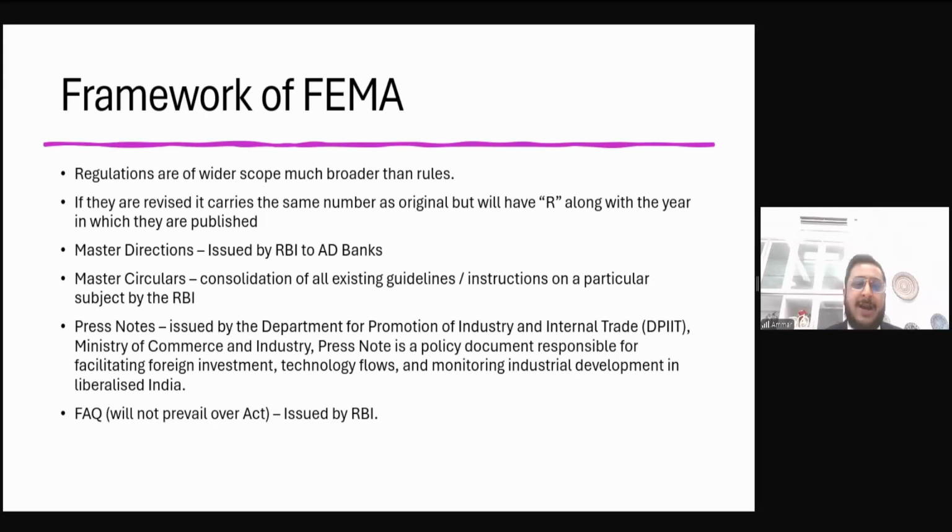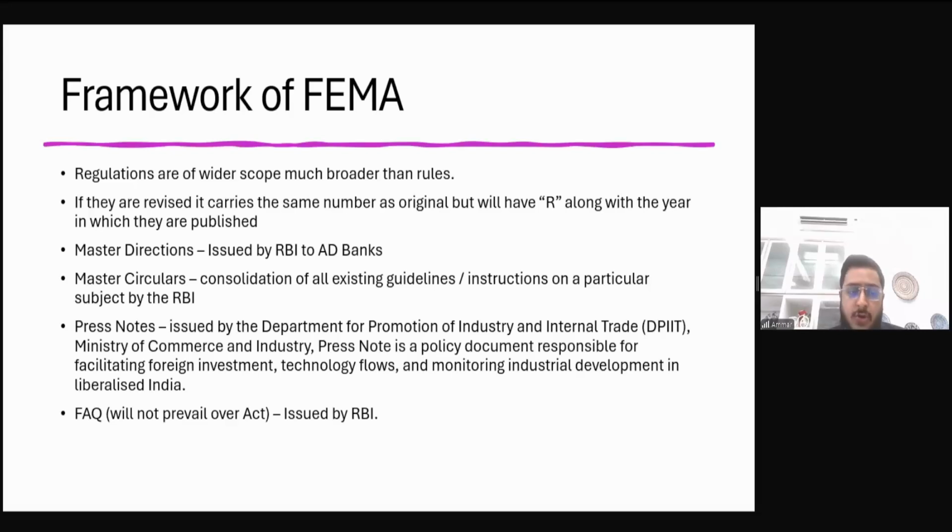Then the master circulars. A circular is just a consolidation of the existing guidelines or instructions on a particular subject by the RBI. Then there are press notes. In FEMA, there is also the Department for Promotion of Industry and Internal Trade, which we'll discuss later. When you are doing a direct investment, such as a step-down investment, you also have to intimate the Department for Promotion of Industry and Internal Trade, so that filing is also required. They regulate a lot of the policy and procedure aspects of the law, so we should also look at the press notes issued by them.